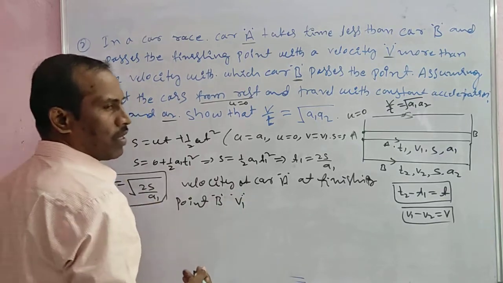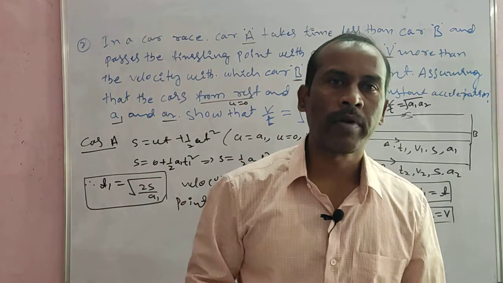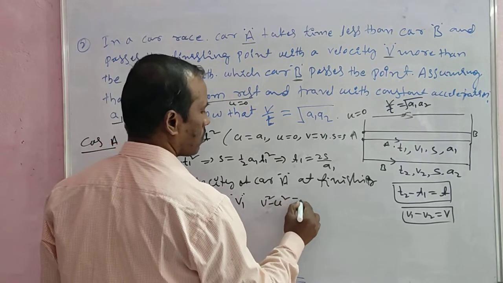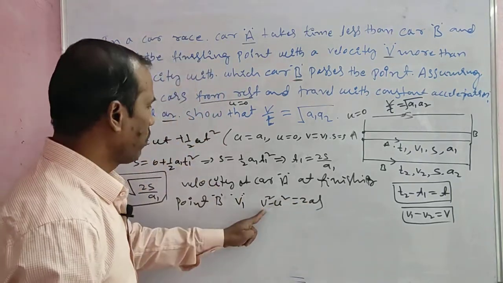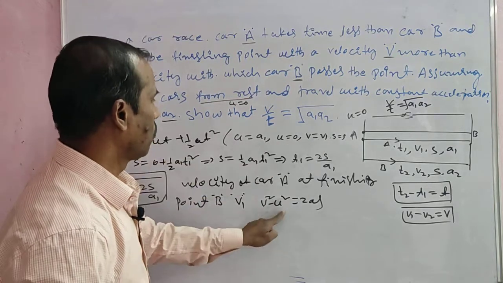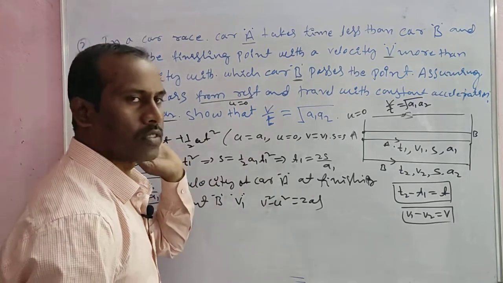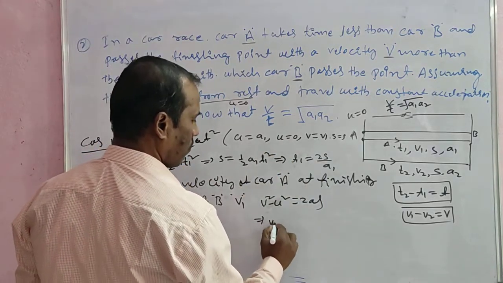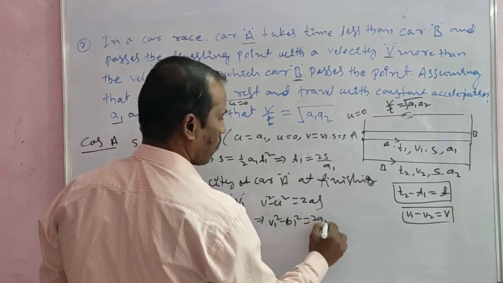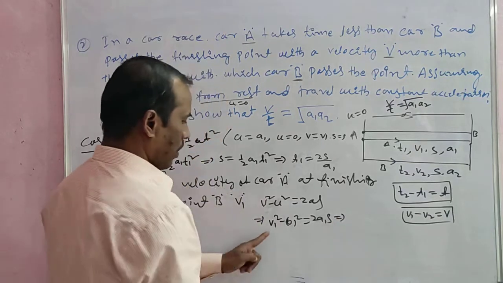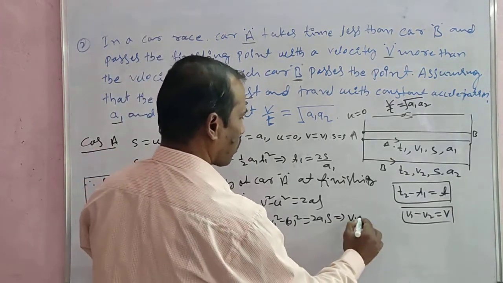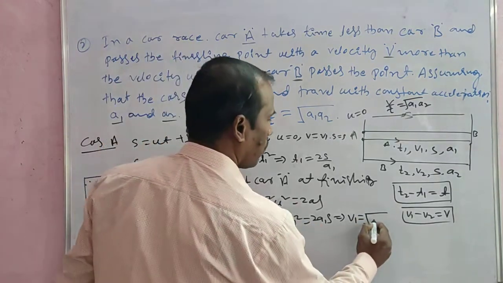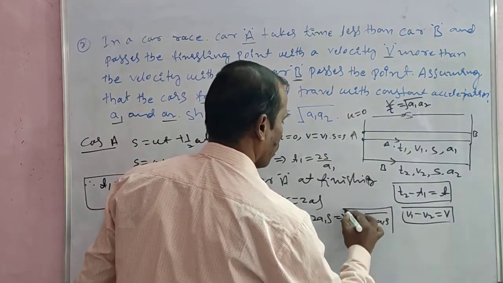Now use the third kinematic equation of motion: v square minus u square is equal to 2as. Here v is equal to V1, u is equal to 0, a is equal to A1, and s is equal to the same S. Substituting these values, V1 square minus 0 square is equal to 2A1S. So V1 is equal to the square root of the remaining terms, 2A1S.